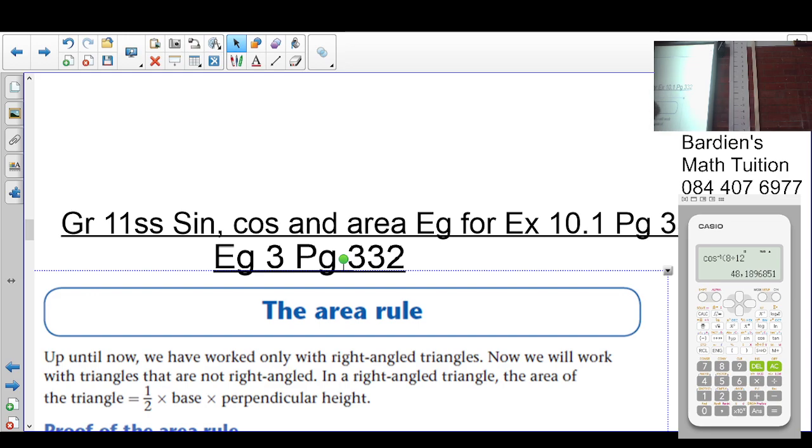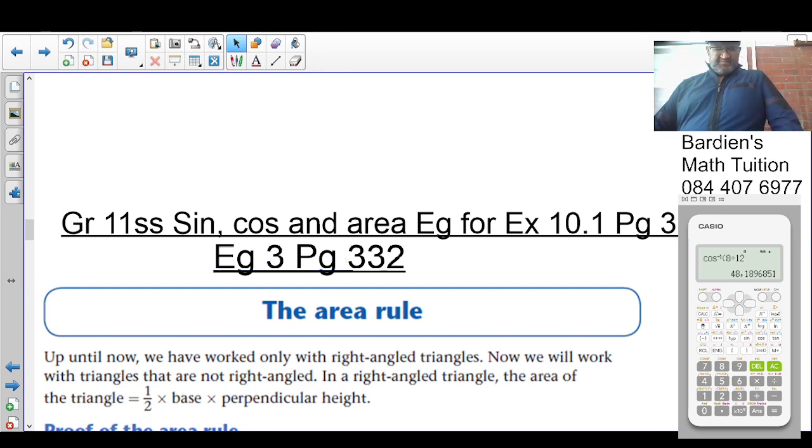Right. At this point, we have already done the examples for exercise 10.2. No? So I'm just going to redo it for recording purposes.